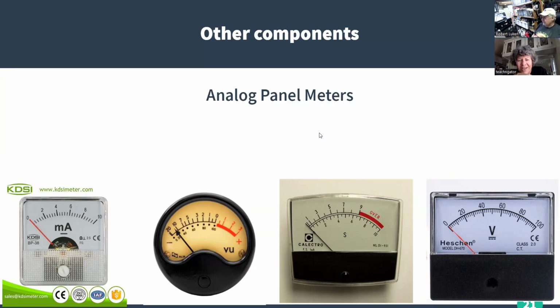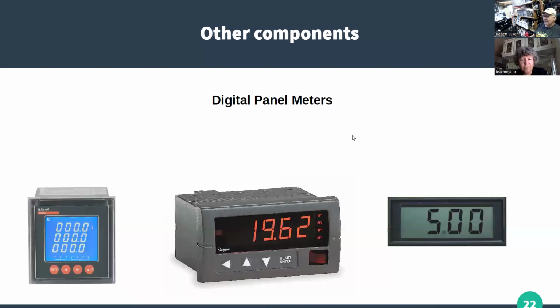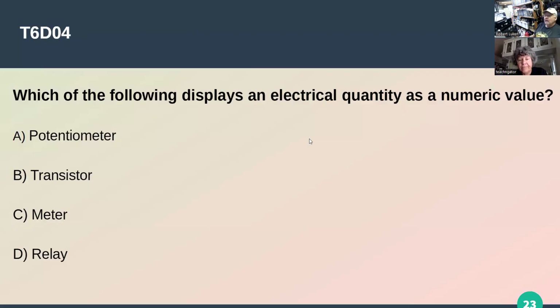Here's some more old-fashioned analog type meters. Still around, but most of the newer stuff has electronic digital versions of them. These are some of the digital panel meters you might have seen. So which of the following displays an electrical quantity as a numeric value? Charlie.